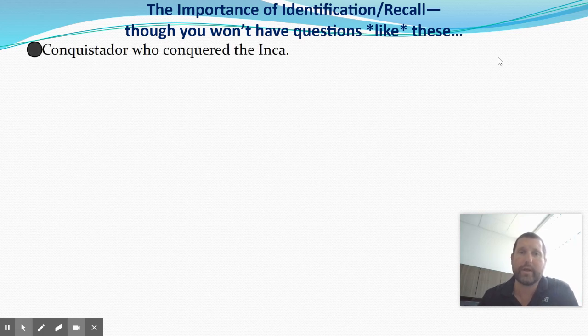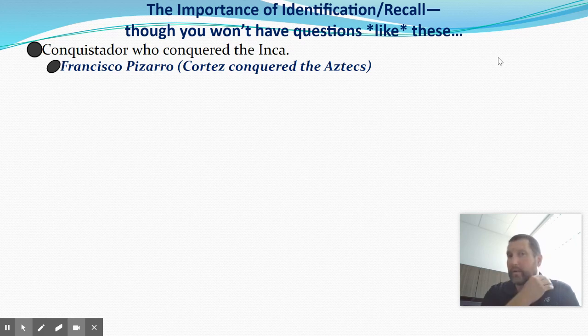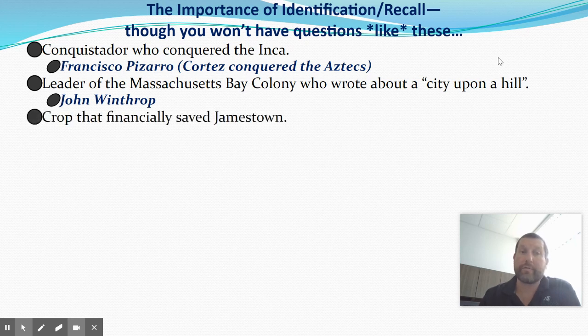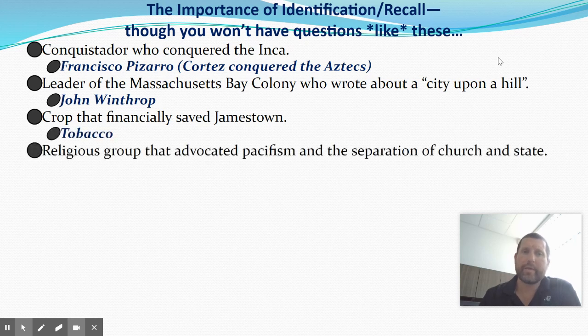The conquistador who conquered the Inca, you should have said Pizarro. Cortez, if you answered him, conquered the Aztecs. The leader of the Massachusetts Bay Colony who wrote about a city upon a hill is John Winthrop. The crop that financially saved Jamestown, I hope you all know, is tobacco. The religious group that advocated pacifism and the separation of church and state were the Quakers.